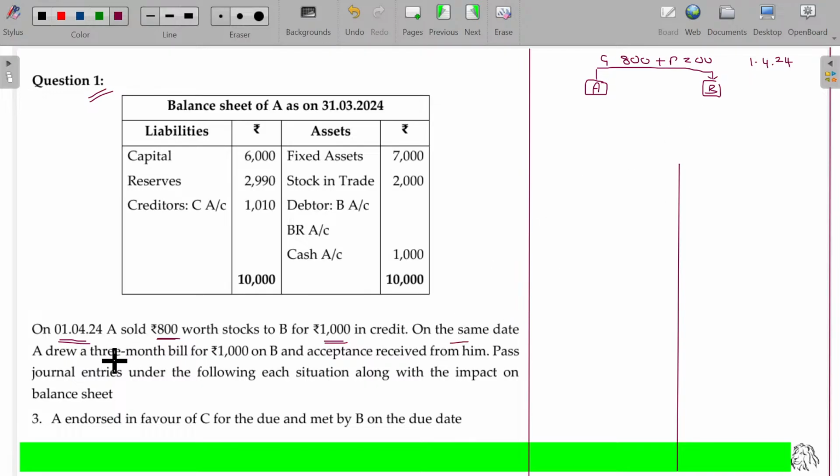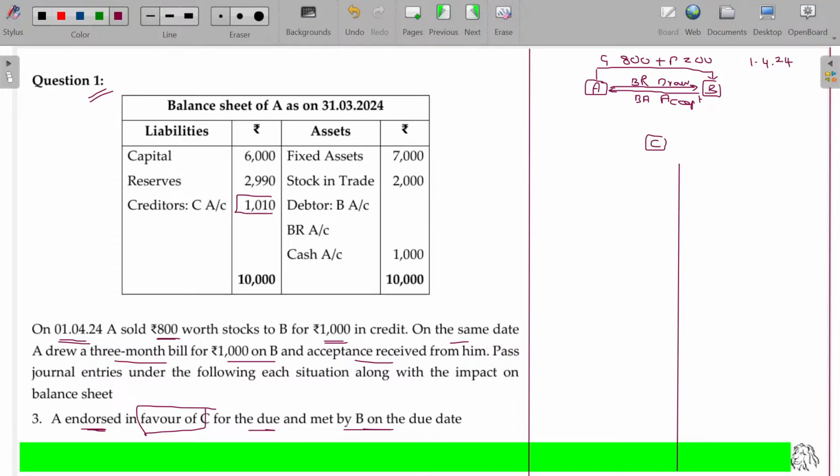On the same date, A drew a 3-month bill for rupees 1000 on B and acceptance was received from him. So A drew the bill, a 3 months bill, on B. B reads and accepts this and sends it back. Then it is called bill's acceptance sent. A endorsed it in favor of C for the due and it was met by B on the due date. Now A has to make the payment to C, right?